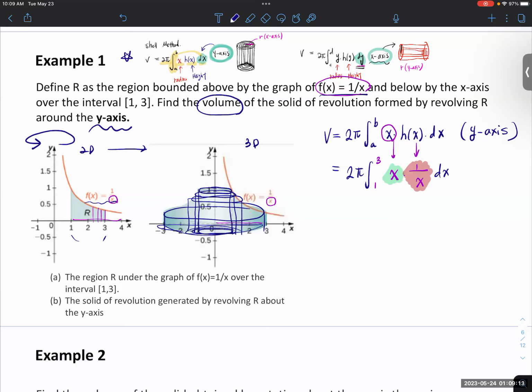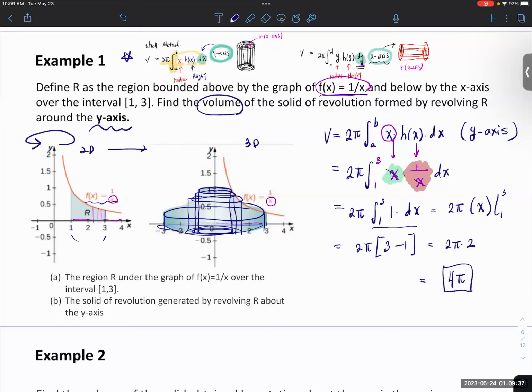And then we're gonna simplify, cancel. So 2 pi integral from 1 to 3 of 1 dx. When you take the integral of this part, 2 pi times 1 becomes 1x from 1 to 3. So therefore, we're gonna subtract 3 and 1. So 2 pi times (3 minus 1), 2 pi times 2. So 4 pi, this is the answer. That's the volume of this cylindrical shape. So we just used the shell method.